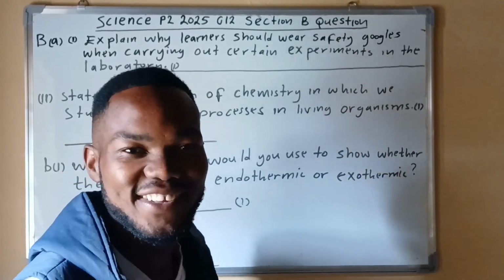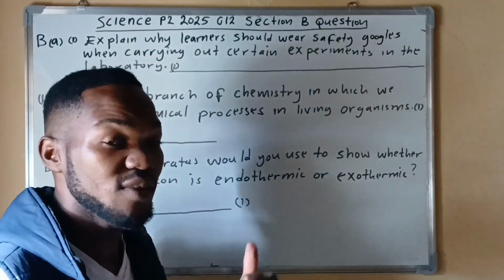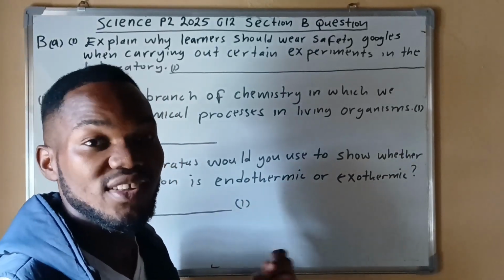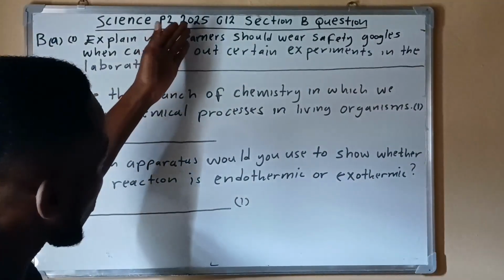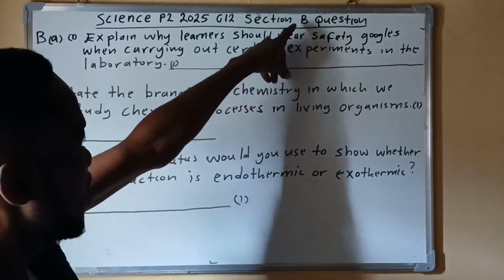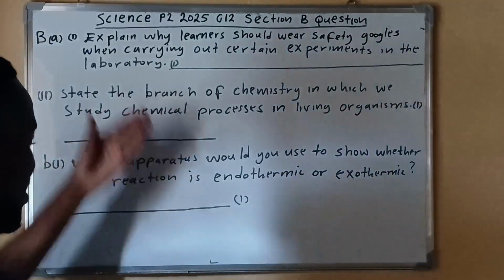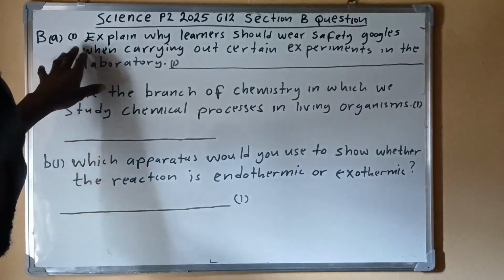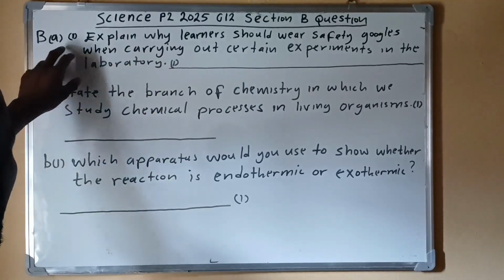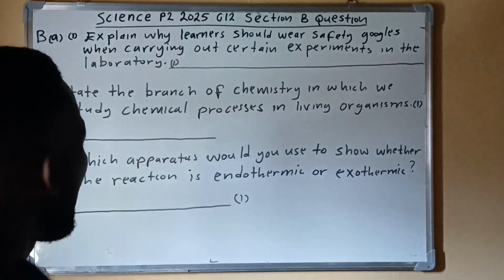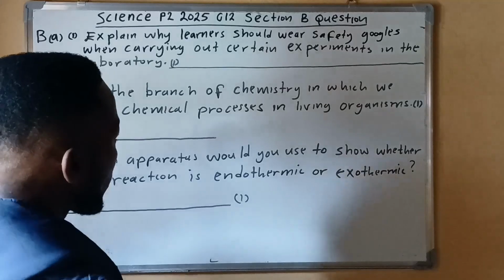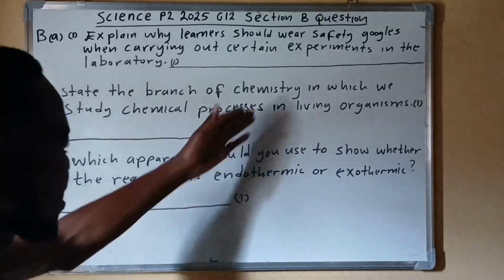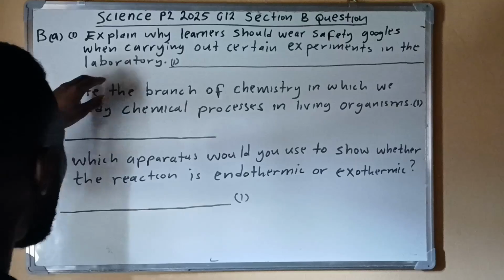In today's lesson, guys, we are looking at a question which came last year in science paper 2, section B. Science paper 2 2025 G12 section B question. This is a grade 10 work. So it was saying B1, BA1, it will say, explain why learners should wear safety goggles when carrying out certain experiments in the laboratory.